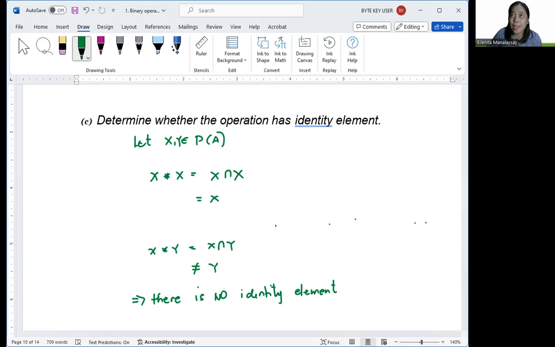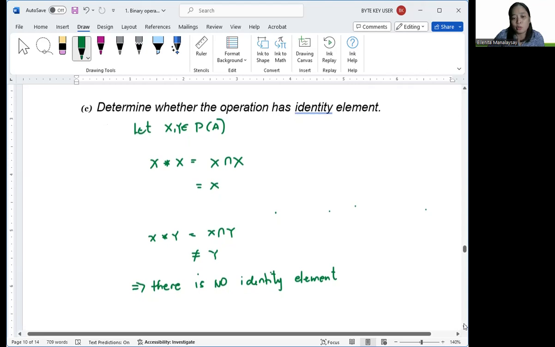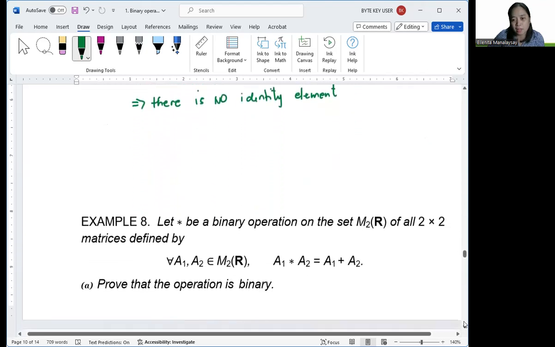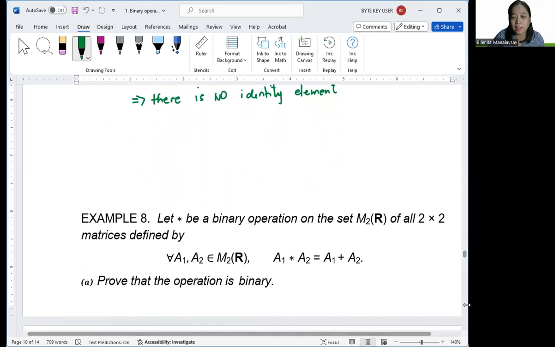Kasi kung meron tayong identity element, identify natin ano yung set na yon, na pag pinerform natin yung binary operation, ang sagot should be the same set. Kung yun sana, that is the empty set eh. Pero ang operation natin ay intersection. So there's no identity element, which implies na wala rin namang inverse.